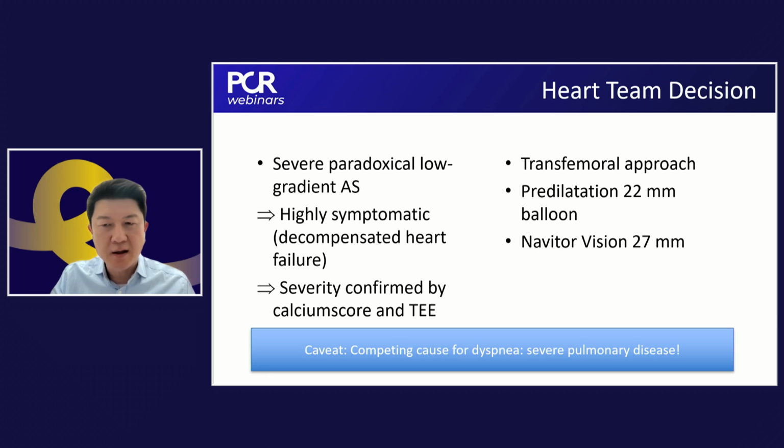Yeah, thank you. This seems to be really a perfect outcome. Do you still remember the gradients afterwards? Because there was this discussion on why to use Navitor, and the hemodynamic situation, of course, is a point which we have to discuss. I think it was a 1-digit gradient. Usually with Navitor, you have mean gradients below 10 millimeters of mercury. So it's really good.